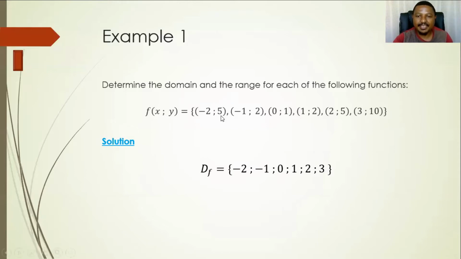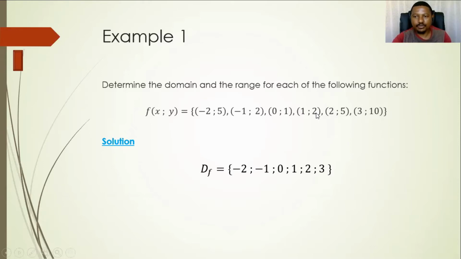So we can see there we have our y values. That's a 5, a 2, a 1, a 2, a 5, and a 10. But if you look at this, you can already identify that there are some repetitions in the range. You have got 5 there, and we have got 5 there. We have -2 being mapped to 5, and 2 mapped to 5. We have -1 mapped to 2, and also 1 mapped to 2.